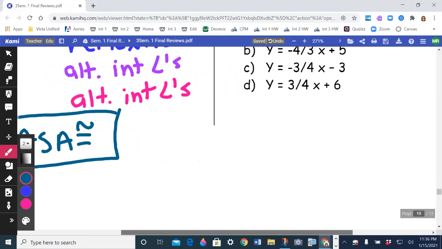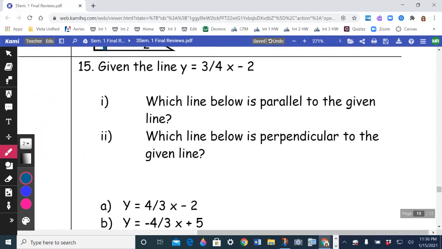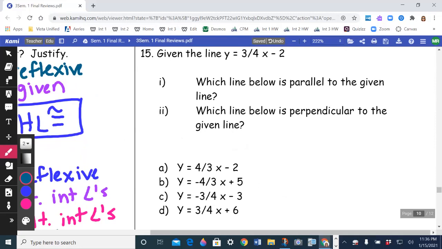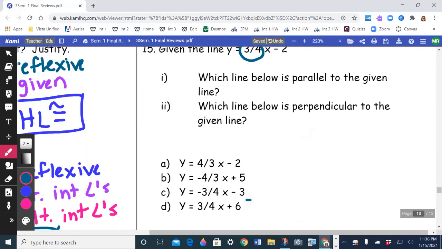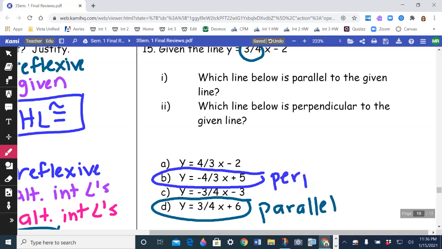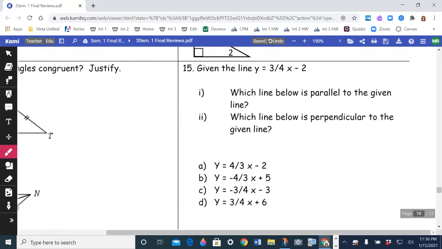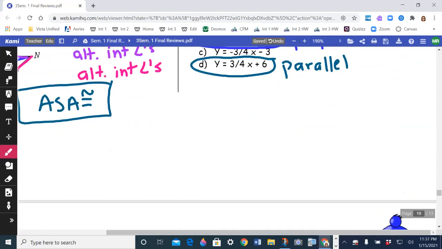Okay, and on number 15, which line below is parallel? Which one is perpendicular? Okay, so if I'm looking at my slope, which is 3/4, my parallel one, this one here is going to be parallel because parallel lines have the same slope. And this one here, where it's a negative reciprocal, this is going to be perpendicular. Because you flip the slope and you make it opposite. And I believe that is the end of number 5.